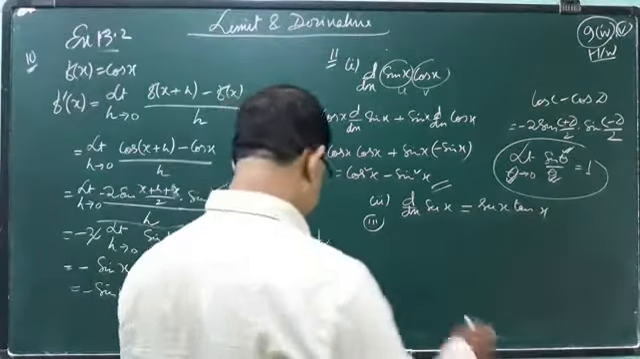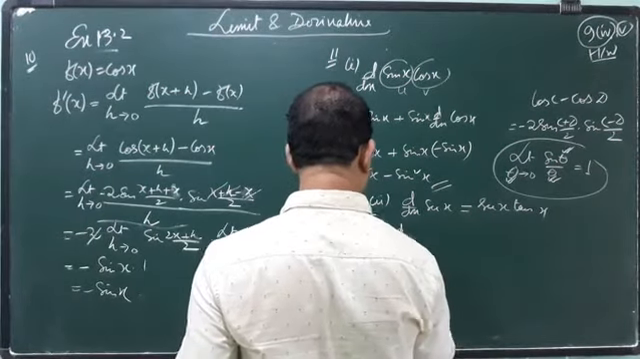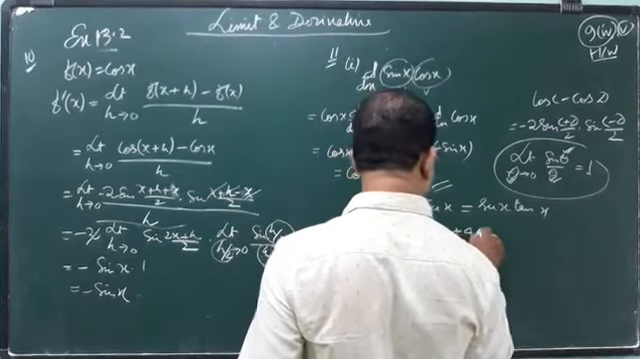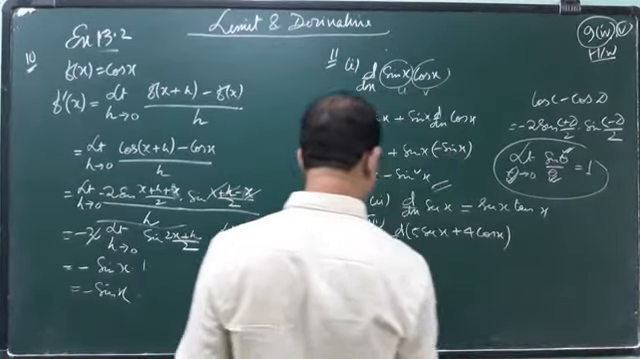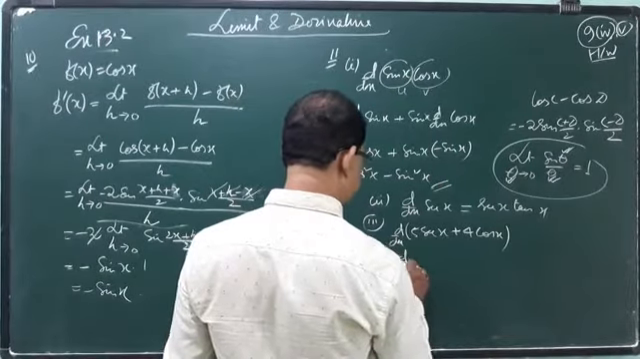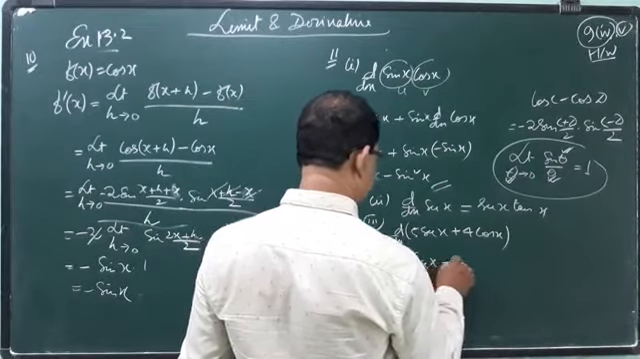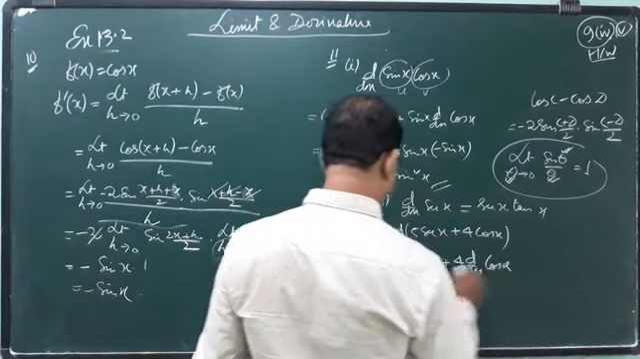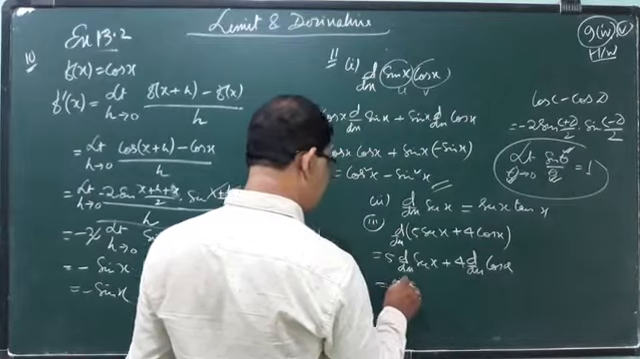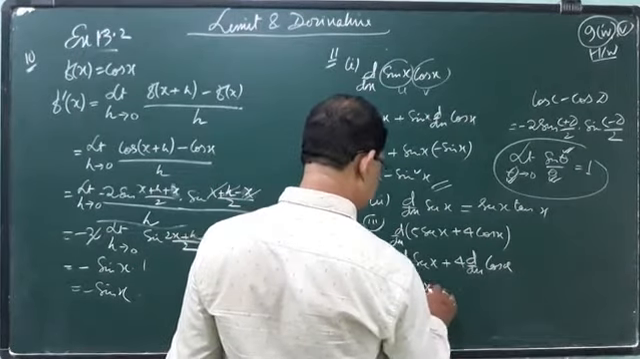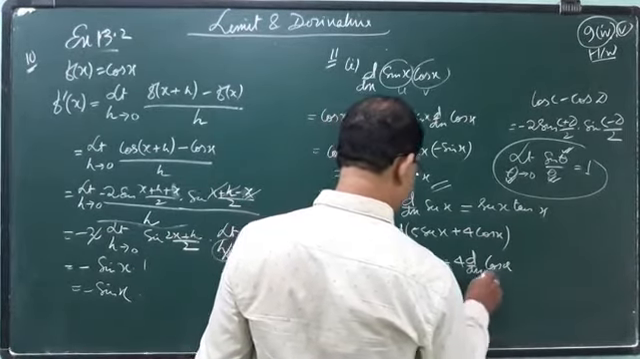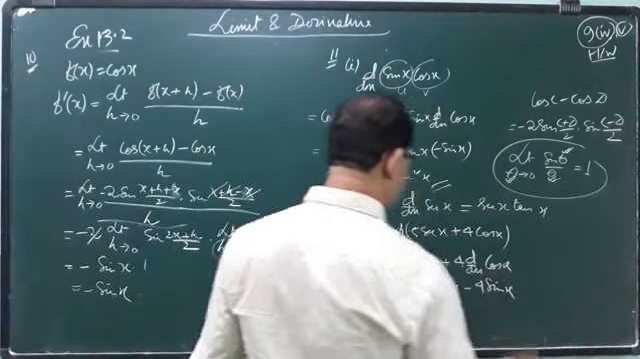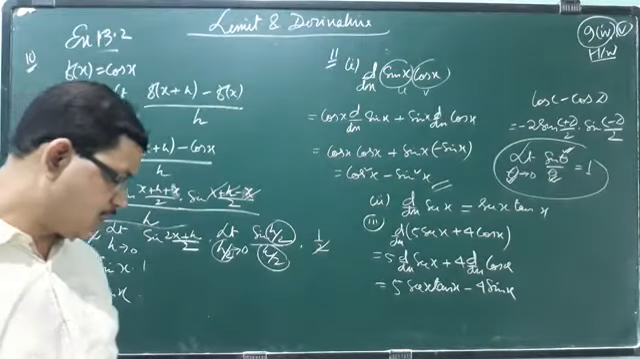Then question number 3, d dx of 5 sec x plus 4 cos x. It will be 5 d dx of sec x plus 4 d dx of cos x. Now, the differentiation of sec x is sec x tan x and of cos x is minus sin x. So with that we have completed question number 3.